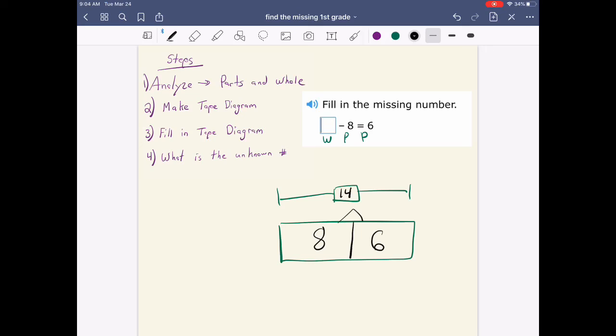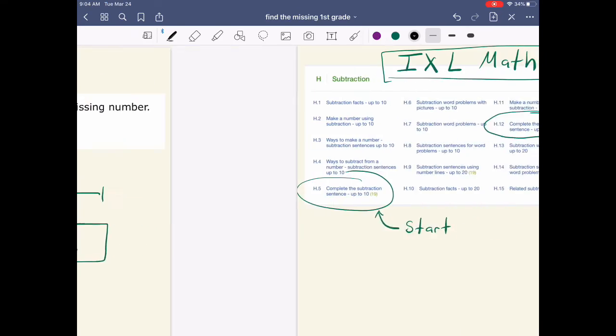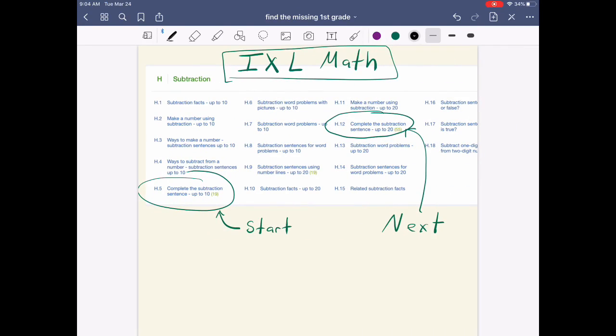All right, so you should have got 14 minus 8 equals 6. Did you guys get that, boys and girls? All right, if not, don't worry, we have some more. So I want you guys to go on iExcel today, and I want you to start off with H5. H5 will have the same thing we just did, except within 10. And then when you're done, go on to H20, all right? I'm sorry, not H20, H12. H12 has you do a little harder because it goes within 20.